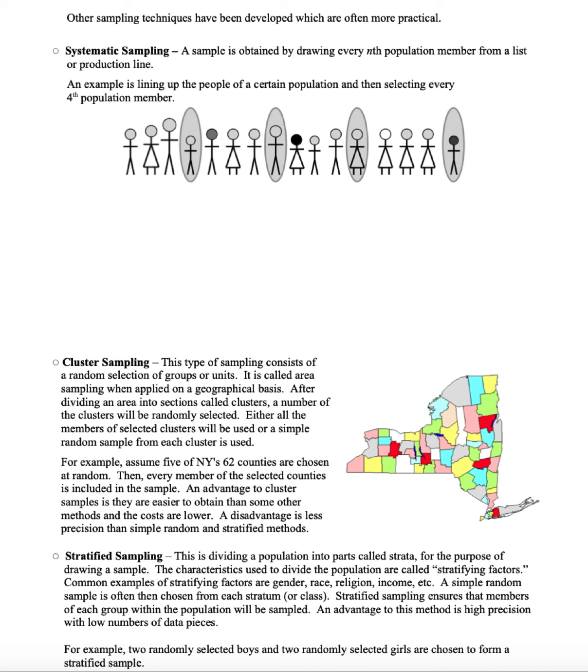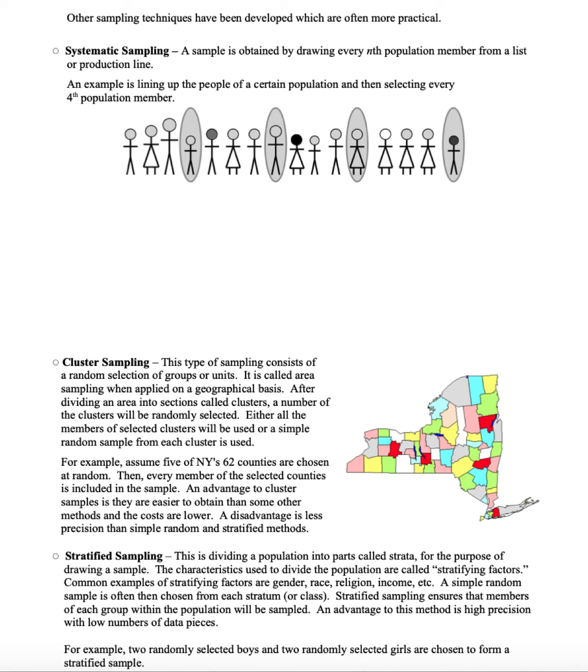Below, we'll look at several practical sampling techniques. The first type is called systematic sampling. This is where a sample is obtained by drawing every nth population member from a list or production line. An example would be lining up people of a certain population and then just selecting every fourth member.